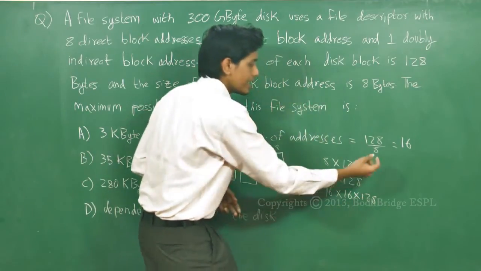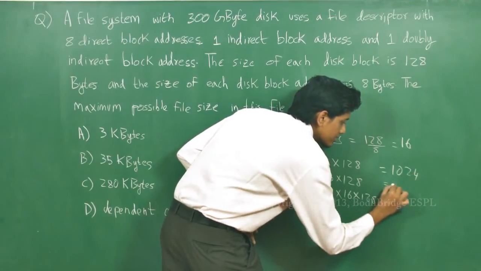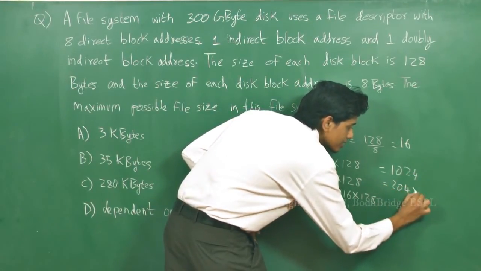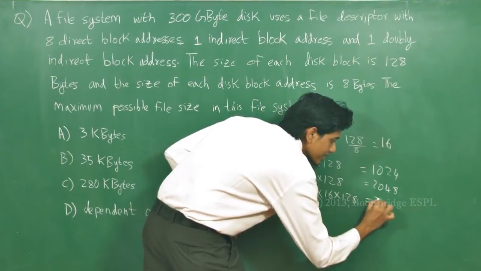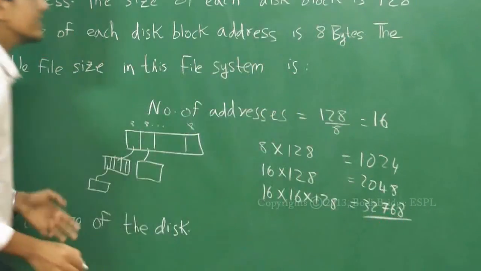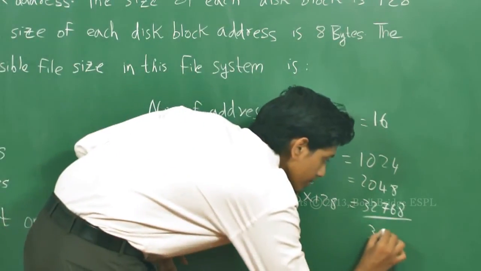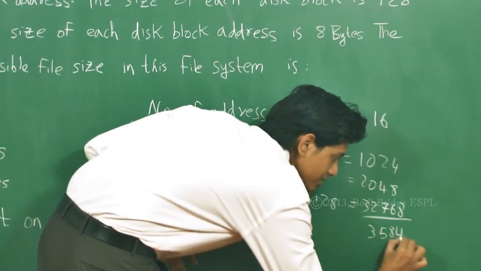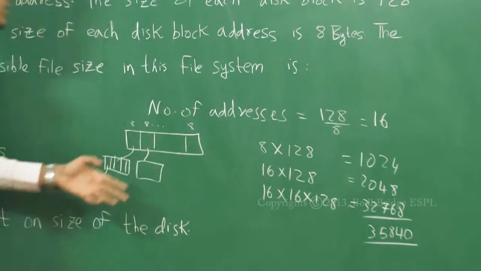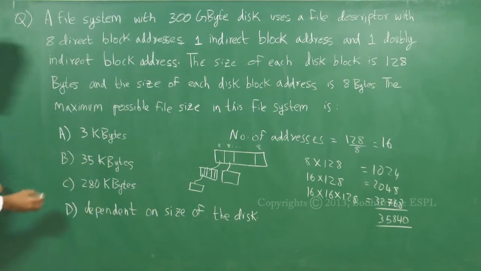So this, 8 into 128, will be 1024. This is 2048. This is 32,768. So if you add these three up, it is 35,840, which is 35 kilobytes. So the maximum file size in this file system is 35 kilobytes. So option B is the right answer.